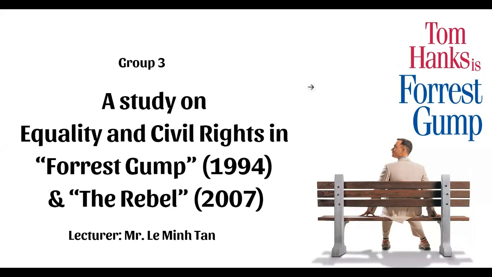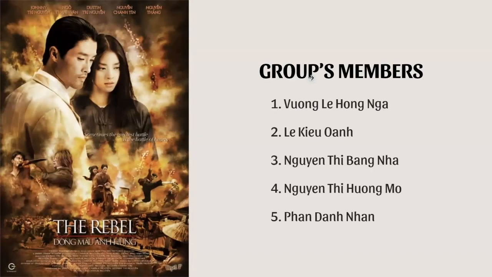Hi everyone. Today group 3 is going to talk about a study on equality and civil rights in Forrest Gump, 1994 and the Rebel 2007. Our group has 5 members. The leader is Lê Hồng Nga.